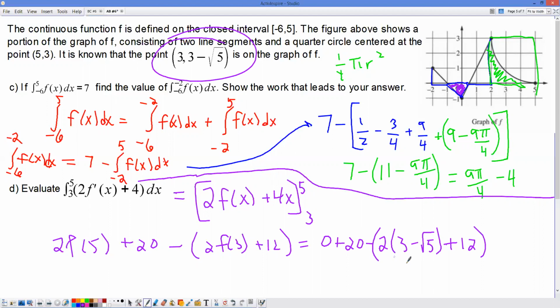And once again, you don't have to simplify. Once you get it down to a numeric answer, you can't leave it with the f of 3 and the f of 5. But once you get it down to this, you can leave it like that if you want, or you can simplify it. So you get 20 minus 6, and then minus 12. So 20 minus 18 is 2. And then we got minus 2 times negative root 5, which is plus 2 root 5. But like I said, if you want to just leave it as 0 plus 20 minus 2 times 3 minus root 5 plus 12, that's also acceptable.